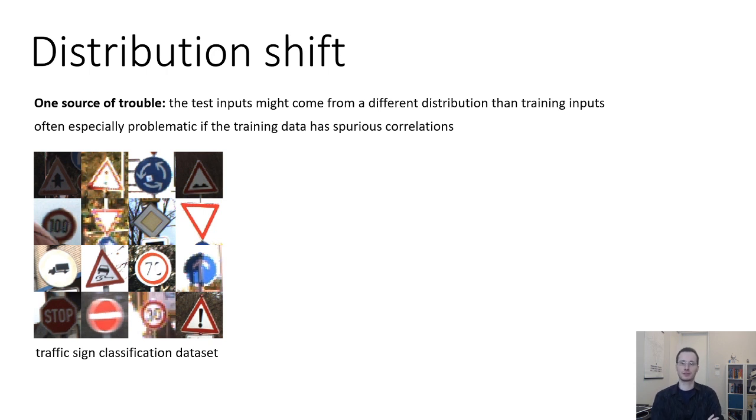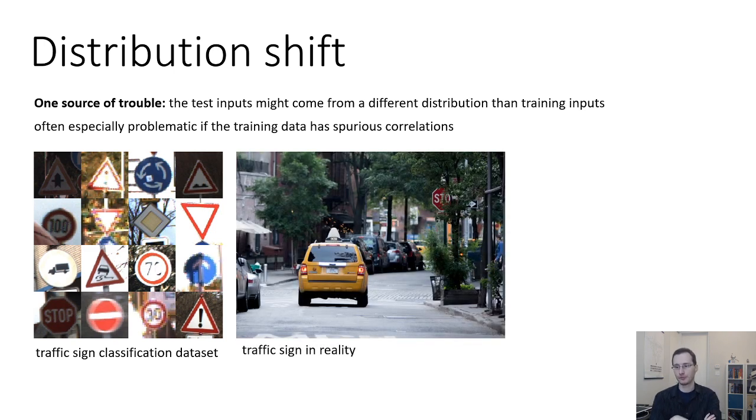Here's, for example, a data set of traffic signs. You could imagine training a neural network to classify traffic signs using this data set. And it's a pretty good data set. There's a variety of backgrounds, lighting conditions, even some motion blur. So you might think that if you use this data set, you would get a pretty good traffic sign detector, and then you could use this detector on your autonomous car and classify real traffic signs.